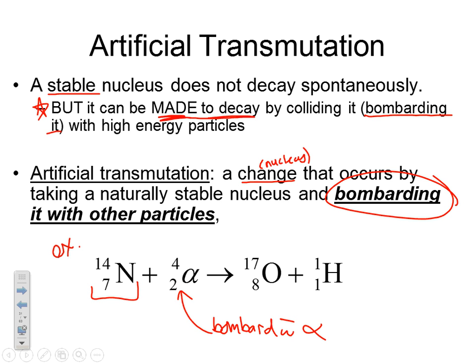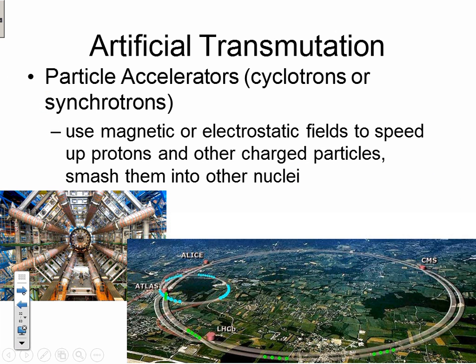And that process of basically throwing this alpha particle at nitrogen 14 causes it to now change into something else. It now changes into oxygen 17, and then we also have this additional proton that's left over. So this nitrogen 14 does not spontaneously turn into oxygen 17, but if you keep on hitting it with these alpha particles, then eventually, yeah, it's going to change. So this is called artificial transmutation, because it's not happening on its own.